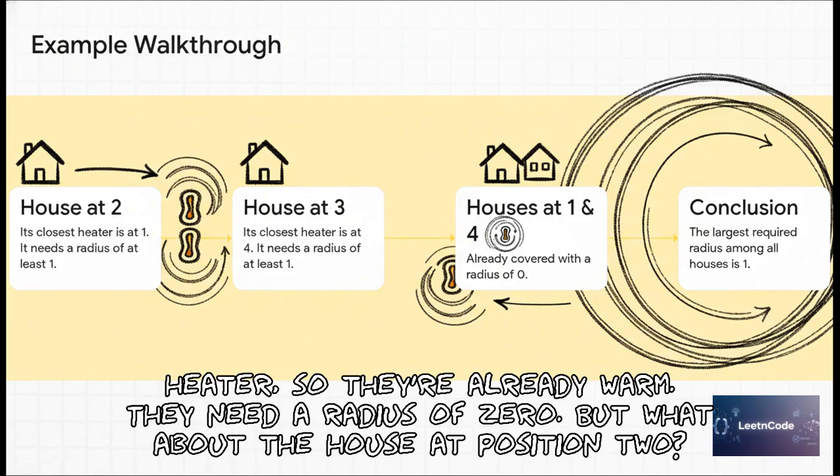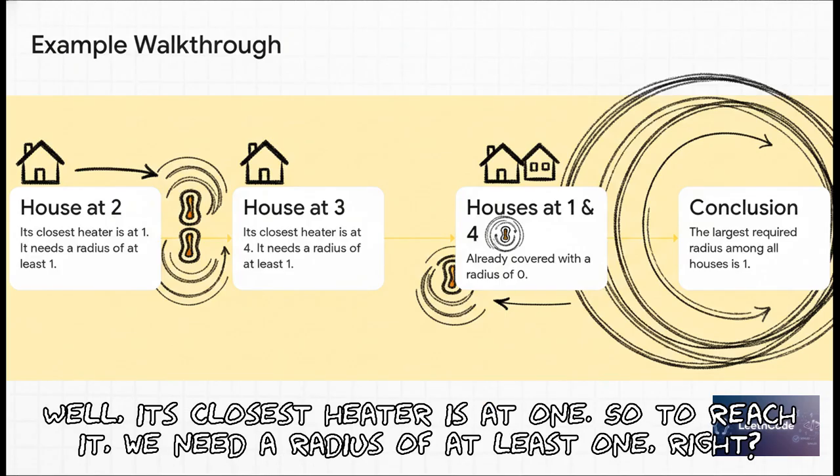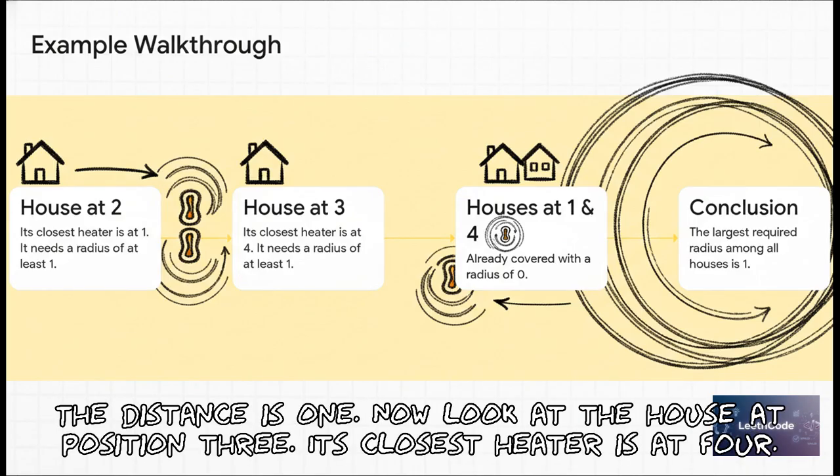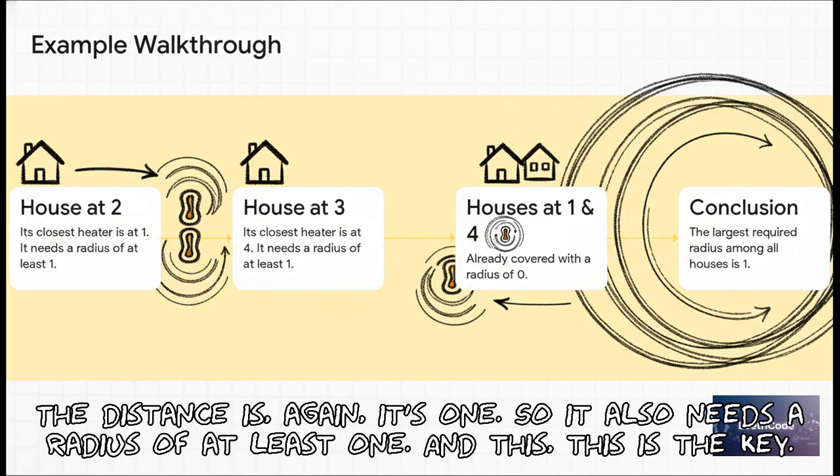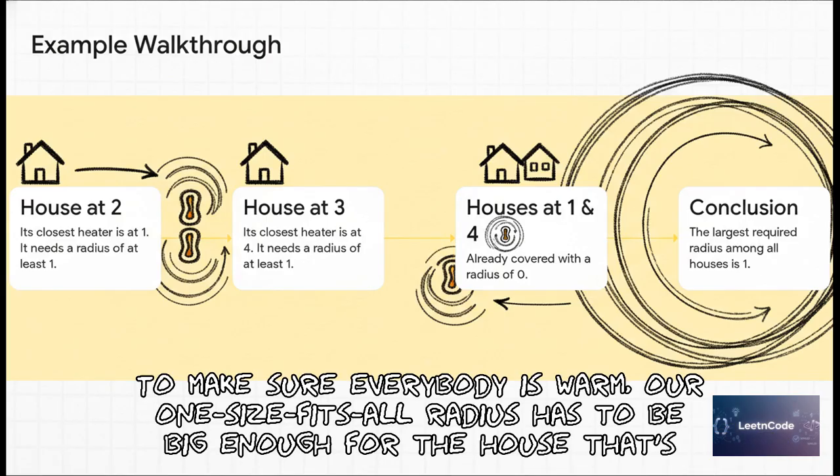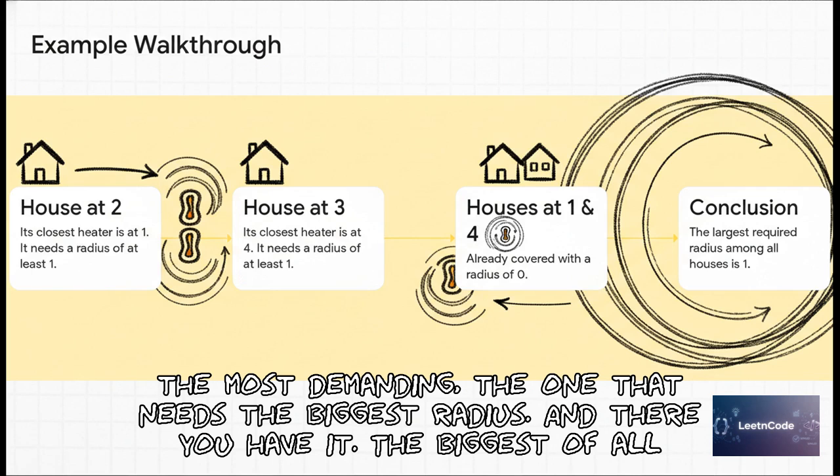But what about the house at position 2? Well, its closest heater is at 1. So to reach it, we need a radius of at least 1, right? The distance is 1. Now look at the house at position 3. Its closest heater is at 4. The distance is, again, 1, so it also needs a radius of at least 1. And this is the key. To make sure everybody is warm, our one-size-fits-all radius has to be big enough for the house that's the most demanding, the one that needs the biggest radius.